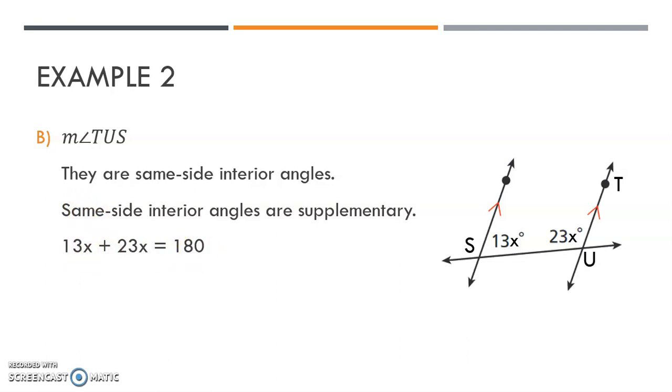See if you can figure out what x is, and then don't forget to put it in and find angle TUS. So I added 13x plus 23x to get 36x. I divided by 36 on both sides to get x is 5. Now that I know that x is 5, I can figure out what 23 times 5 is. So the measure of angle TUS is 23 times 5, or 115 degrees. You have another check it out question coming up next.